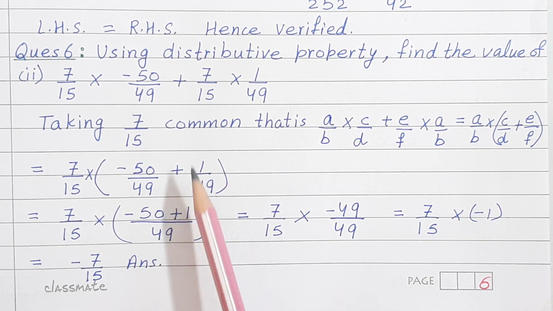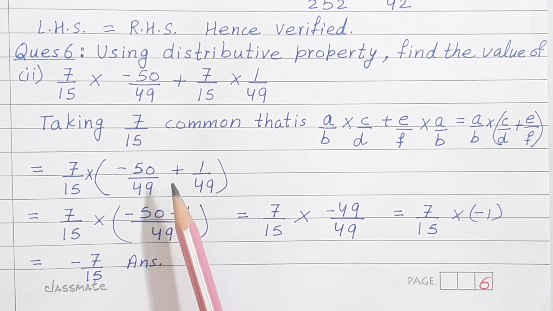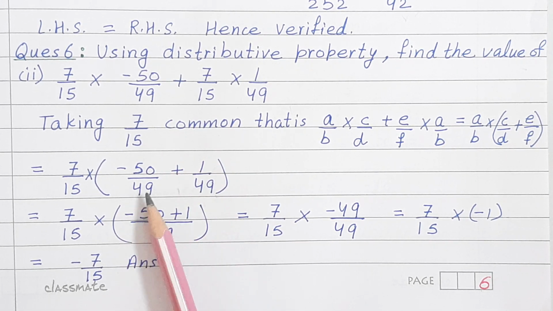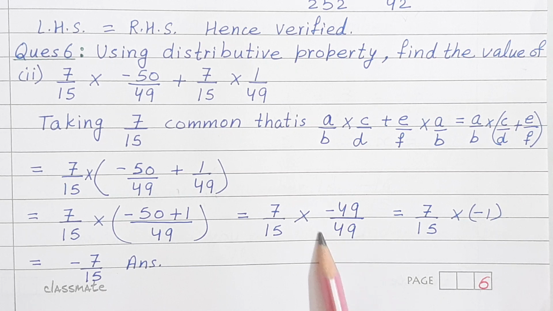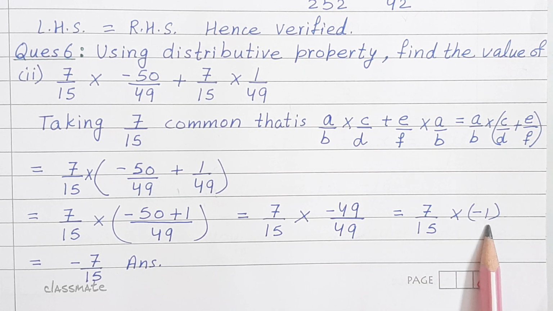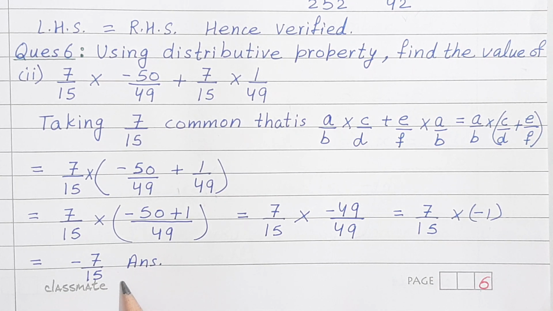Now since there was addition sign, so we'll use the same. So let us solve the bracket here first. So you can see the denominator is same. So after solving the bracket, the answer here is minus 1. So 7 upon 15 into minus 1 is minus 7 upon 15. Clear?